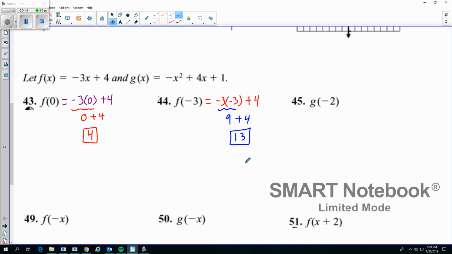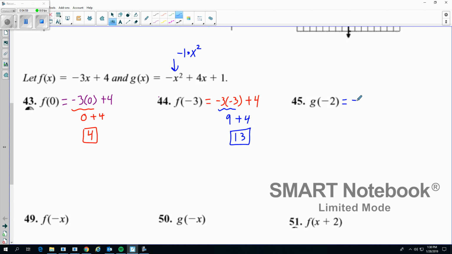Done. Okay, so now the next one you'll notice we have the g. So g of negative 2. So we're going to substitute it in here. So we got to be a little careful. I probably talked about this before, but basically this right here is just the same thing as negative 1 times x squared. So you got to apply the square, then the negative.